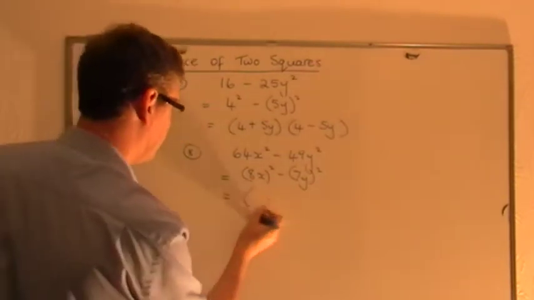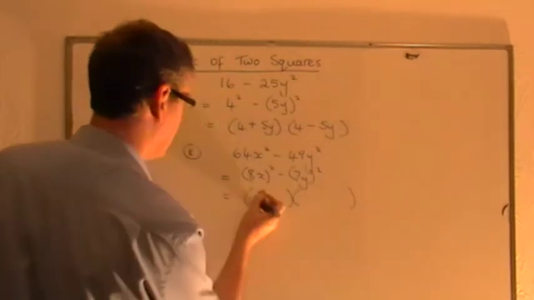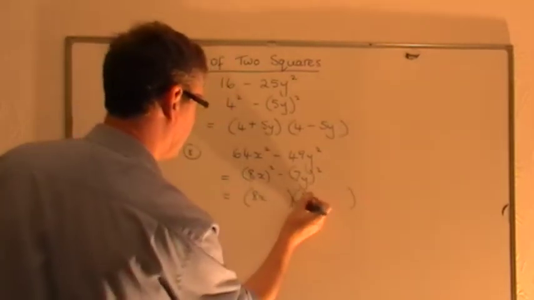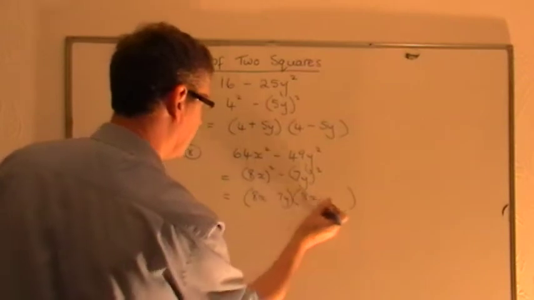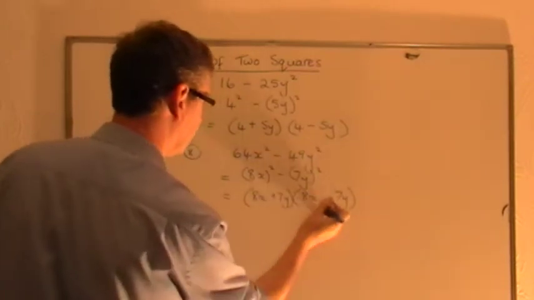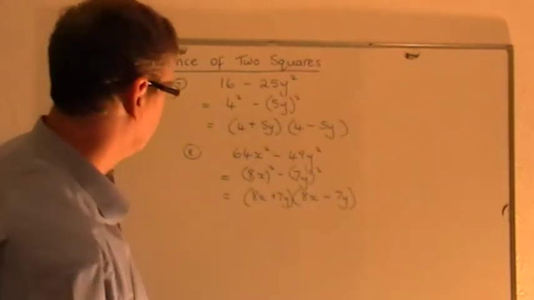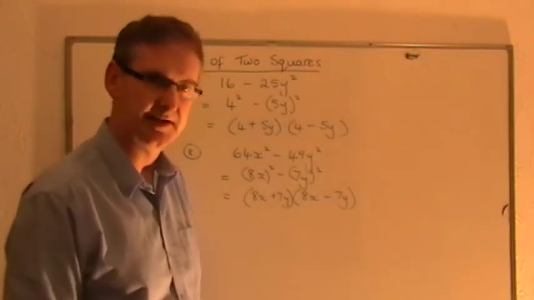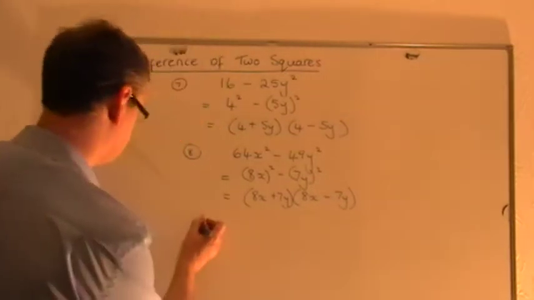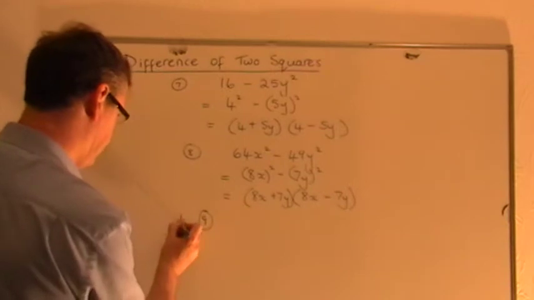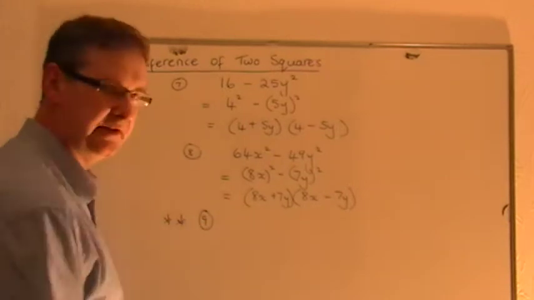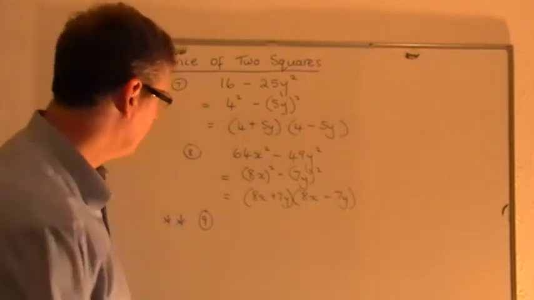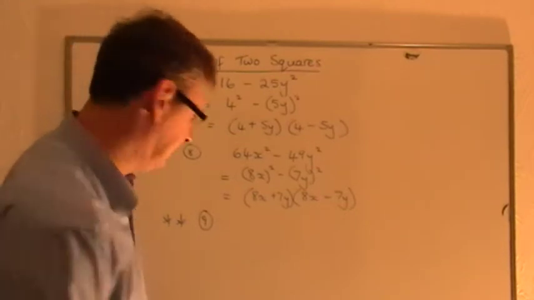Okay, it's going to be a double bracket then. We've got 8x and 8x, we've got 7y, we've got 7y, one's a plus and one's a minus. And there you go. Simple as that. That's the factorisation finished. Number 9, I would suggest you might want to highlight this in your notes if you're making notes. This always catches people out.